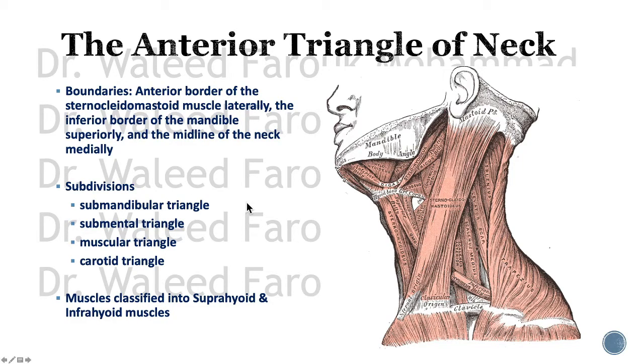Okay, the anterior triangle, the boundaries. The posterior border is the anterior border of the sternocleidomastoid muscle, the medial border is the midline, and the superior border is the inferior border of the mandible.